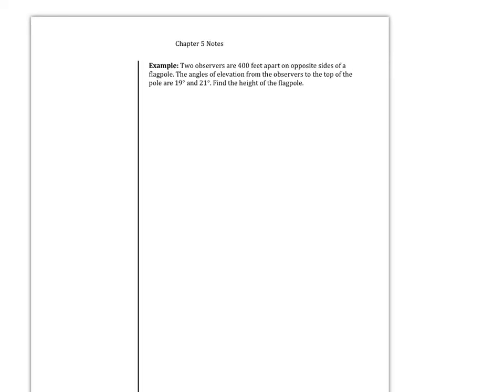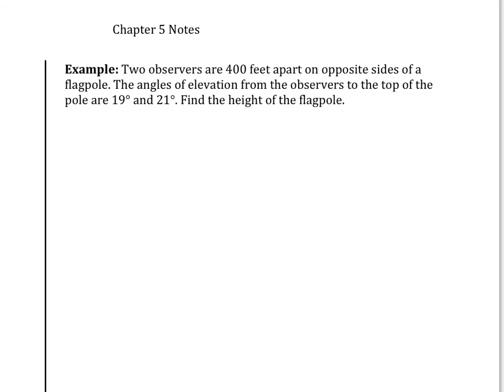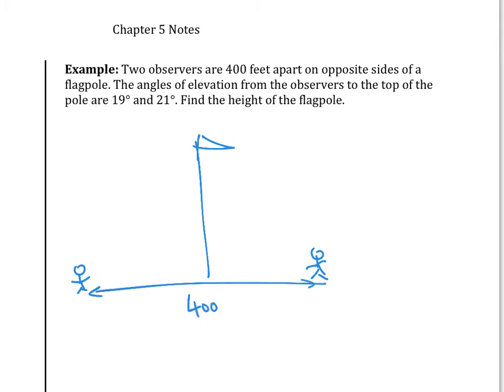All right, now we have a word problem. Two observers are 400 feet apart on opposite sides of a flagpole. So like this, they're on opposite sides. One person's here, the other is here. They are 400 feet apart. The angles of elevation from the observer to the top of the pole are 19 and 21. So let's say this guy is 19, this guy is 21. Find the height of the flagpole.